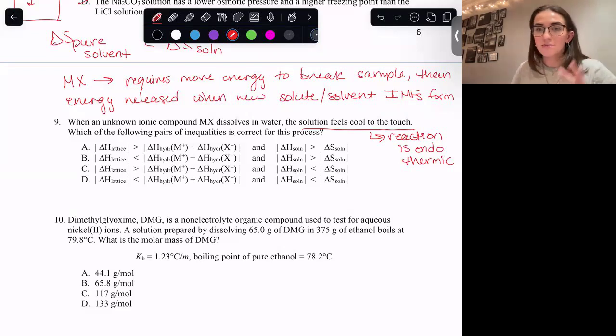So since it feels cool, that means that the lattice requires more energy than hydration. If the solution felt hot to the touch, then it would be B and C that we're looking for because we're releasing more energy than required to break the lattice. So B and D we can get rid of right now.